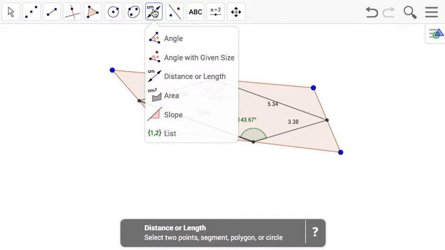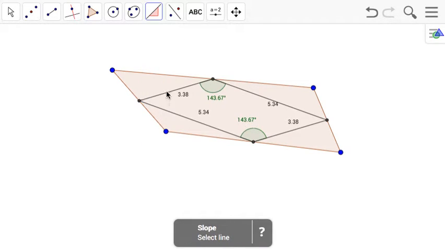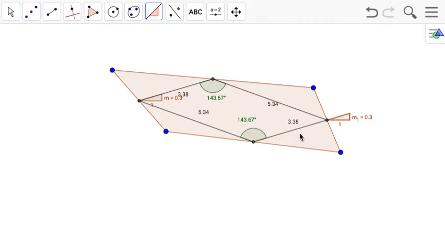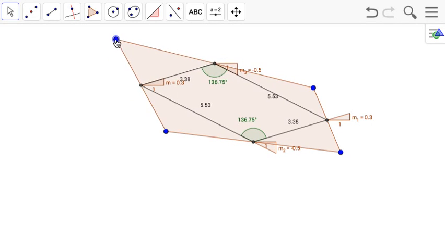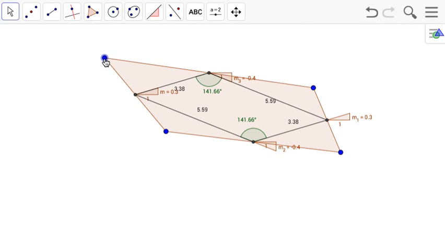Finally, I could also have measured slope. So I could measure this slope at point 3 and this slope at point 3. This slope here is negative 0.36, as is this one. So opposite sides are indeed parallel. And so inside there we do have a parallelogram. And regardless of how I move this, we see that it's always a parallelogram.